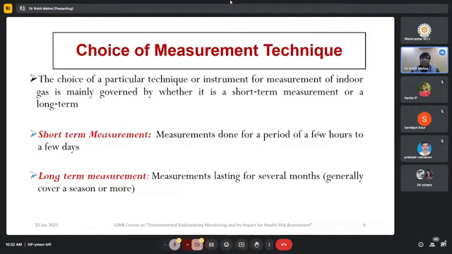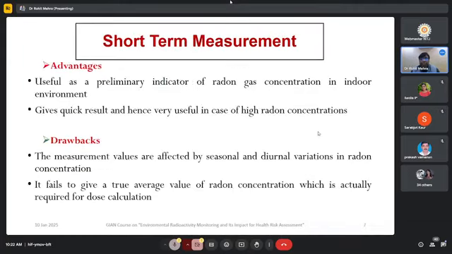So while you place your detectors in any dwelling during the long-term measurements, you have to be very careful that you note down the relative humidity continuously, you note down the temperature, you note down the ventilation condition, and you note down the type of building materials which people are using. So everything has a different role to play.